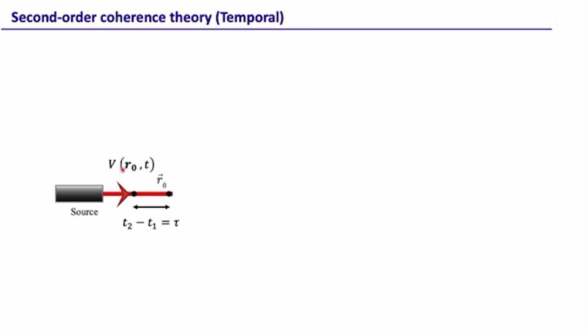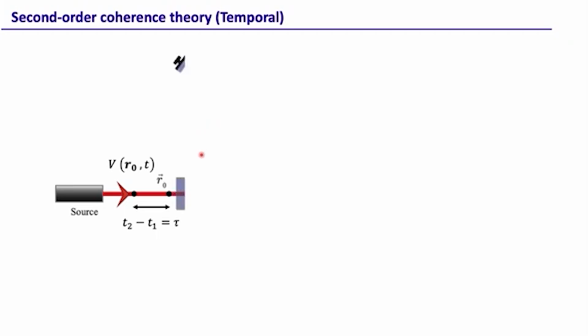Again, here we are not asking about space. This field will actually get here after time tau. So space-wise it's the same location, but at two different times t1 and t2, and we ask what exactly is the correlation between the field vibrations that are separated by time tau. That's the generic question within second order coherence theory in time. What I'm going to show is just one way of investigating this question, one interferometer, but there can be several such interferometers.